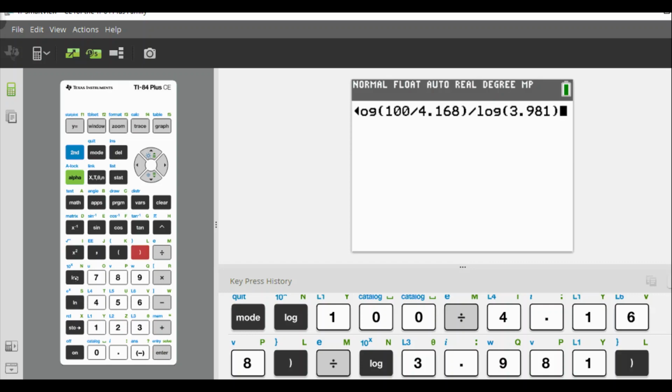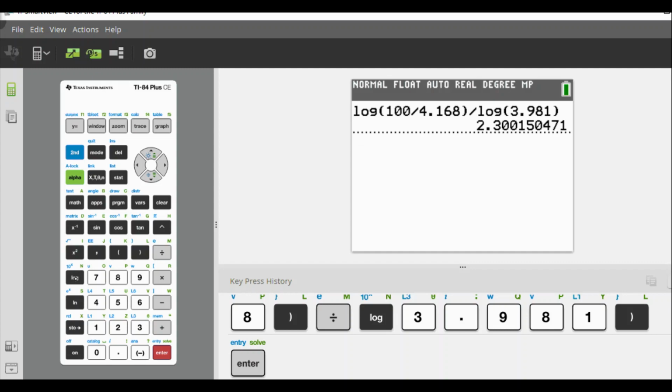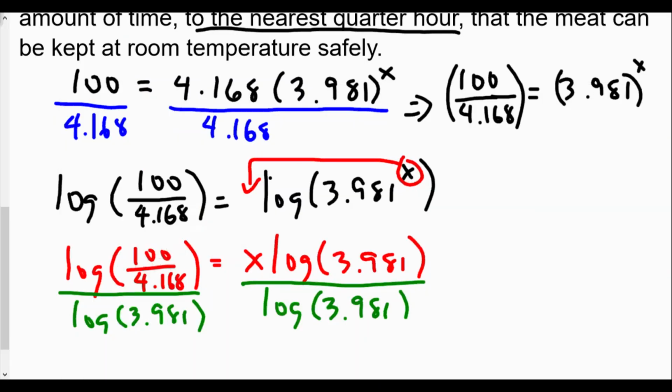Notice how it would divide each number, so we have to find each one and divide. This is fine. Hit enter, and it looks like 2.30015. That looks pretty straightforward. Decimal-wise, 2.3 seems to be the best answer for this. So it looks like our time here, x, is approximately 2.3.